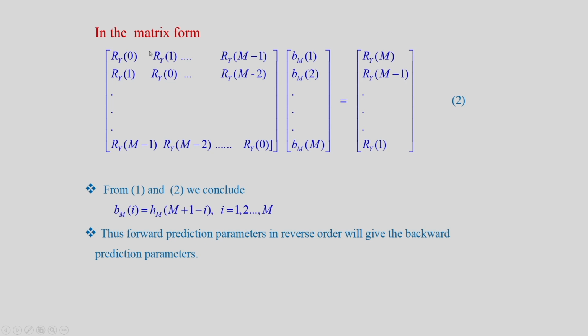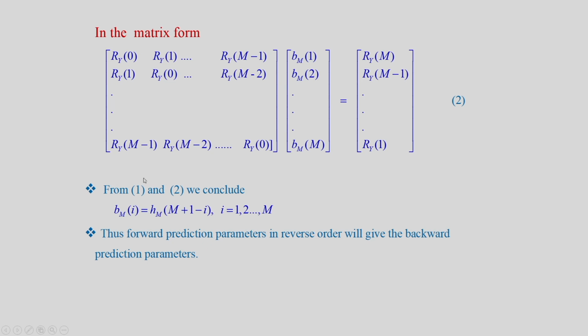In the matrix form, we get R_y(0), R_y(1), etc. This is the autocorrelation matrix, multiplied by the backward prediction filter coefficients b_m1, b_m2 up to b_mm. This is the filter coefficient vector, and it must be equal to R_y(m), then R_y(m-1), and up to R_y(1). This is the autocorrelation vector, but we observe that it is in reverse order. In the forward prediction, the order is first R_y(1), then R_y(2), etc., but here first R_y(m), then R_y(m-1), etc.